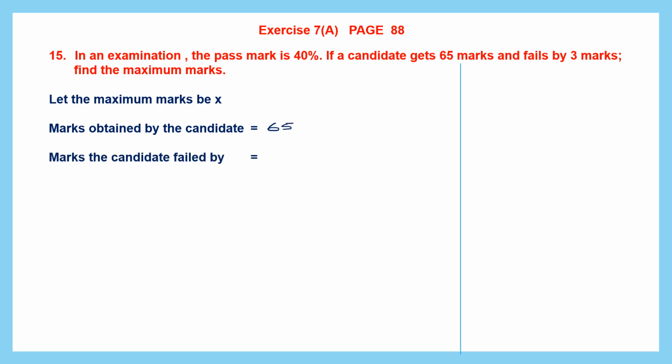Marks the candidate failed by. Now here it says fails by 3 marks. So the candidate has failed by 3 marks. So we can write that as 3.